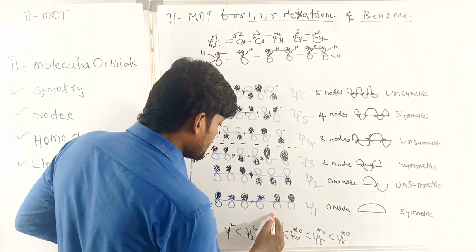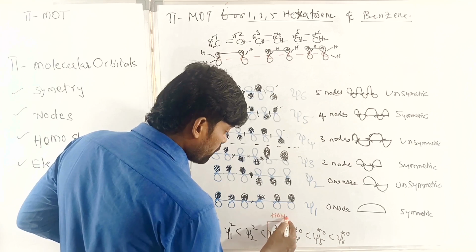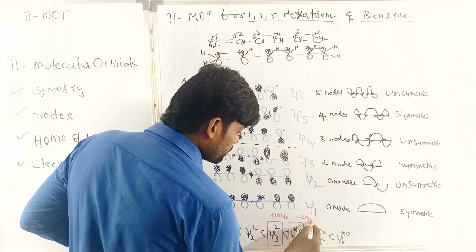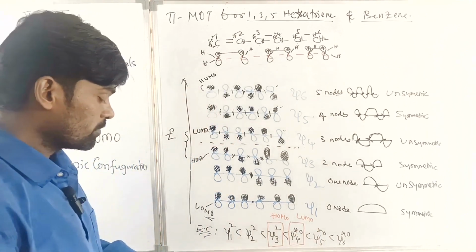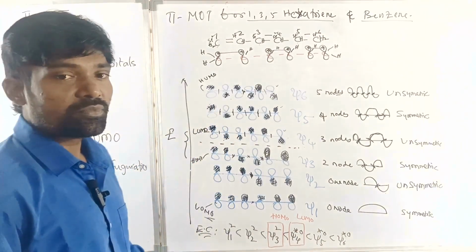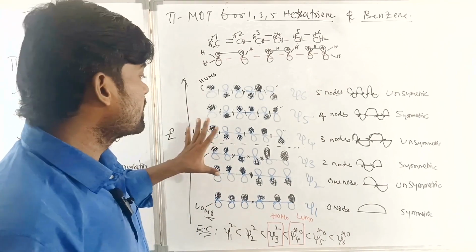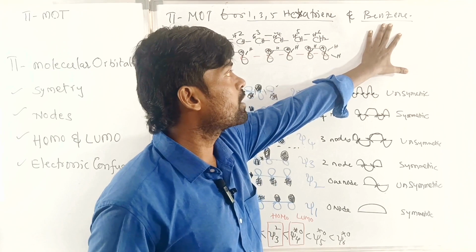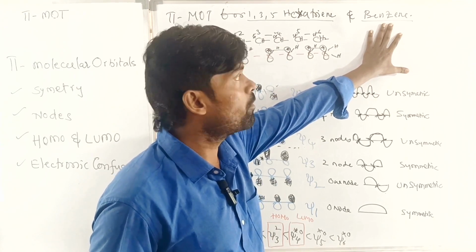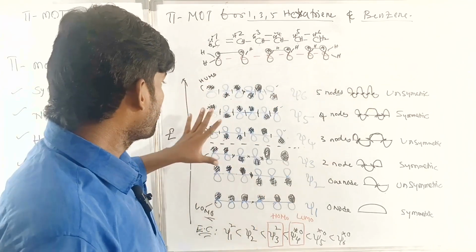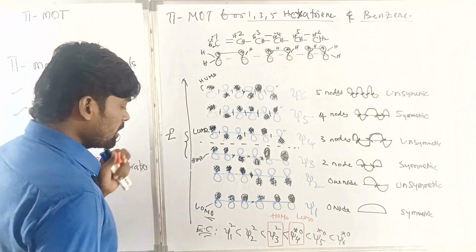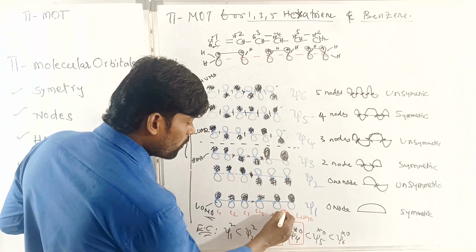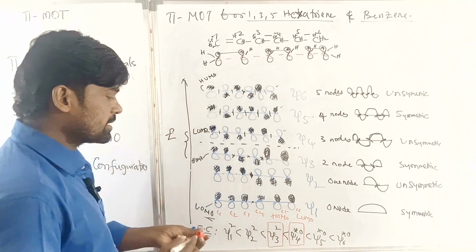This is HOMO. And this is LUMO. Fine. Clear. If you are able to understand this example, you can easily draw the benzene molecular orbital diagram, the benzene pi molecular orbital diagram. So remember this. This is C1, C2, C3, C4, C5 and C6.